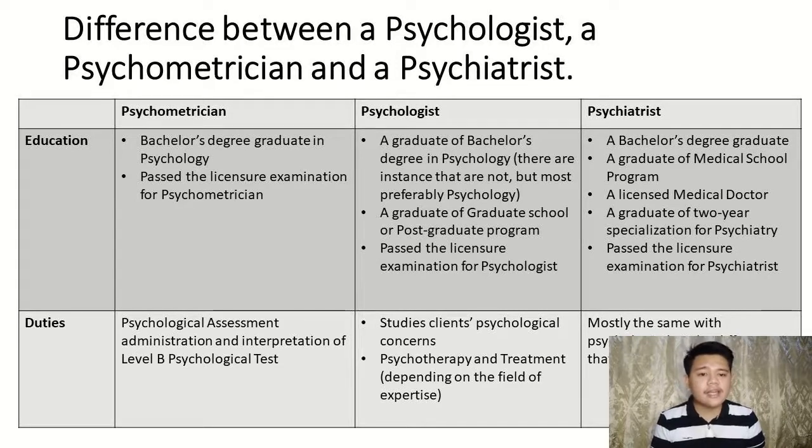Next, we have the psychiatrists. They are most likely bachelor's degree graduates in any course, any preparatory, and a graduate of a medical school program, a licensed medical doctor, a graduate of a 2-year specialization for psychiatry, who pass the licensure examination for psychiatrists. Mostly the same as psychologists, but the difference is that they prescribe medications because they are medical doctors.